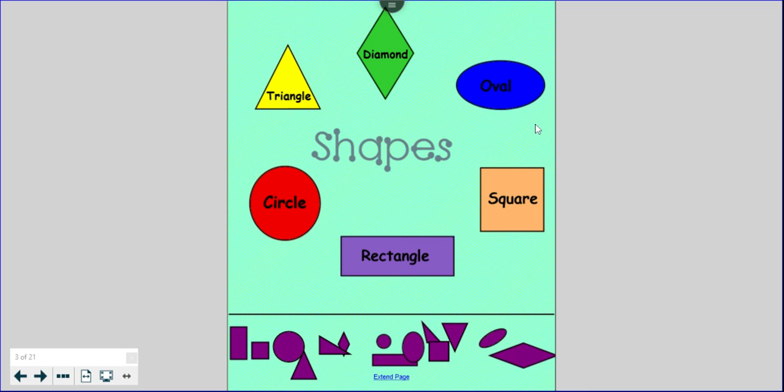Can you tell me something that you notice about an oval that is the same as a circle? Let me give you a hint. What kind of lines do both shapes have? That's right, they both have a curved line and no pointy corners. Curved lines on circles and ovals.